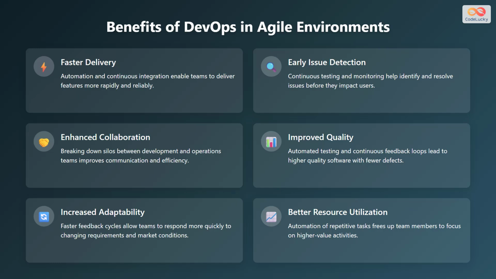Improved quality is driven by automated testing and continuous feedback loops, leading to higher quality software with fewer defects. Increased adaptability is enabled by faster feedback cycles, allowing teams to respond more quickly to changing requirements and market conditions. Better resource utilization occurs through automation of repetitive tasks, freeing up team members to focus on higher value activities.